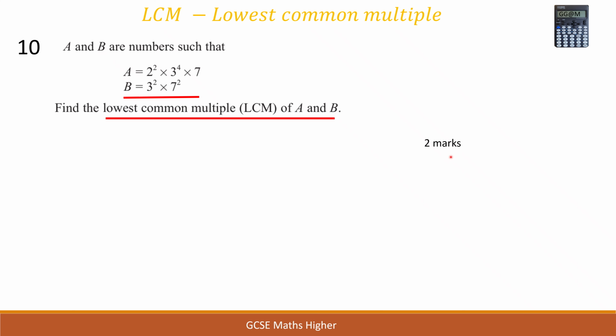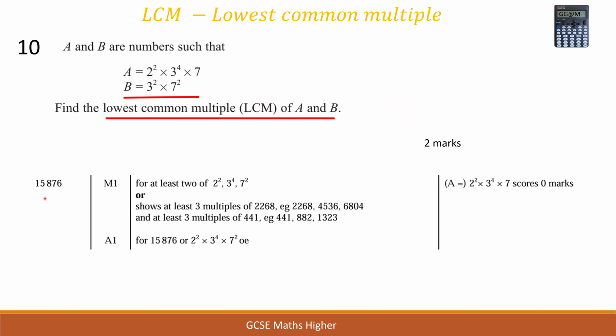Fantastic, so hopefully you've managed to come up with the answer of 15,876. M1 is a method mark, A1 is the answer mark. So this tells you how to do it. This shows you the answer. If you want to have more details on it, just comment below and I can go through any question you need me to.